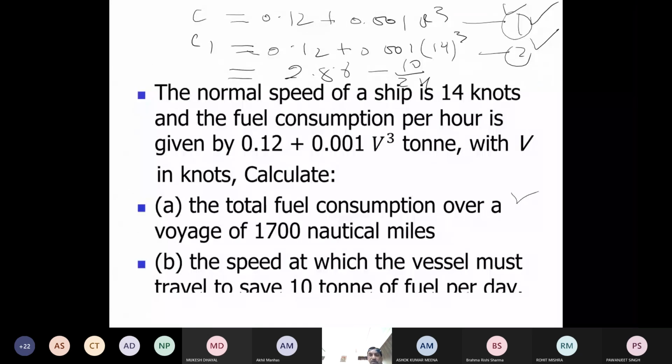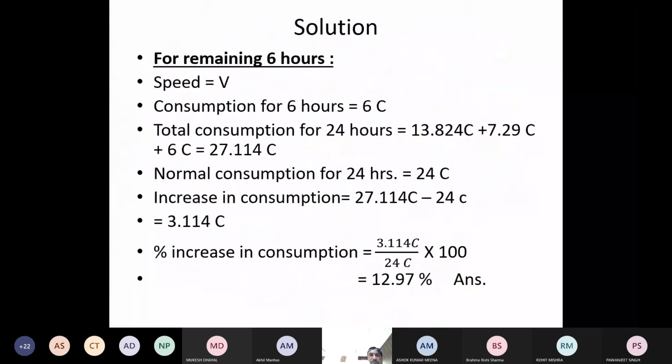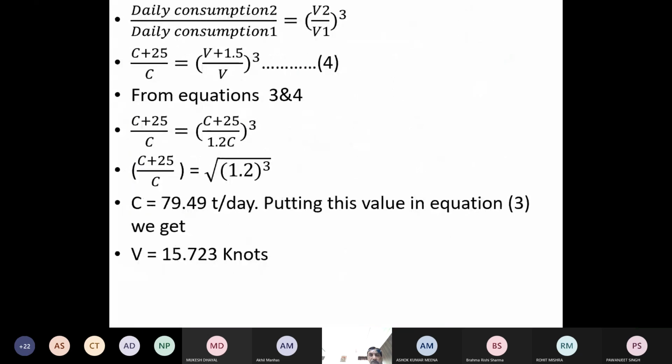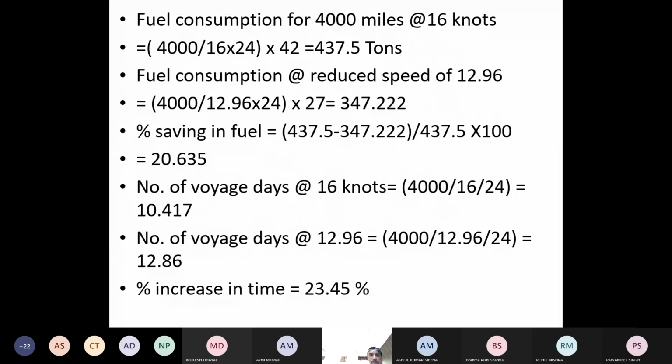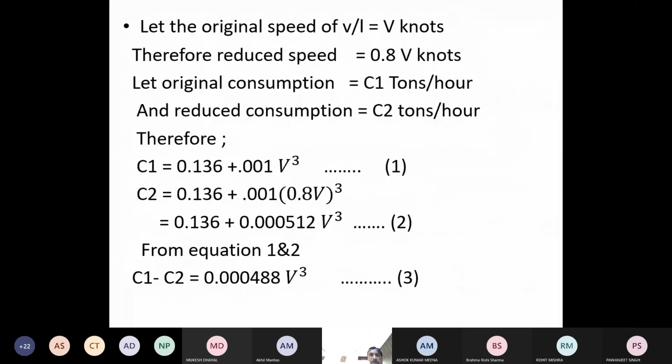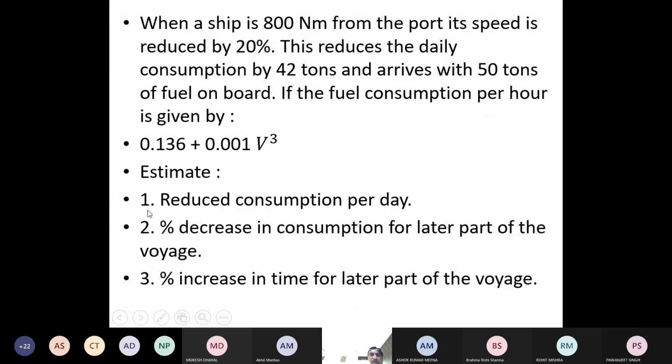ऐसे एक आध और भी है question, for example let me show you. ये वाला देखिए, इसमें क्या है, ship 800 nautical miles, the fuel consumption per hour is given by this relationship 0.136 plus 0.001 V cube. So this type of relationship also you must use the expression for fuel consumption given, because it has got a constant plus then V cube, correct, variable cube.